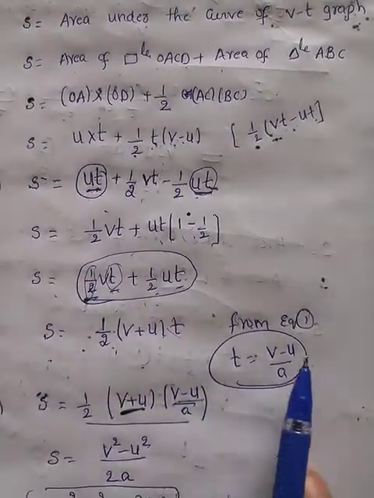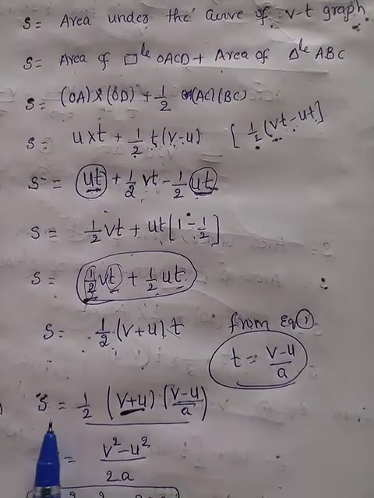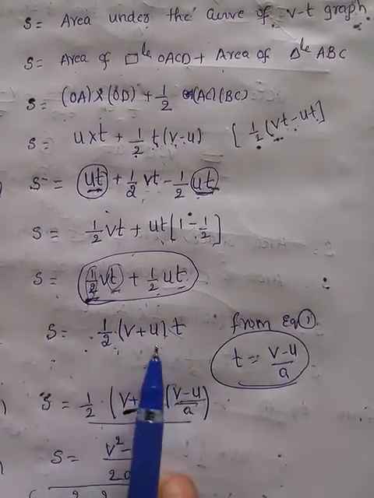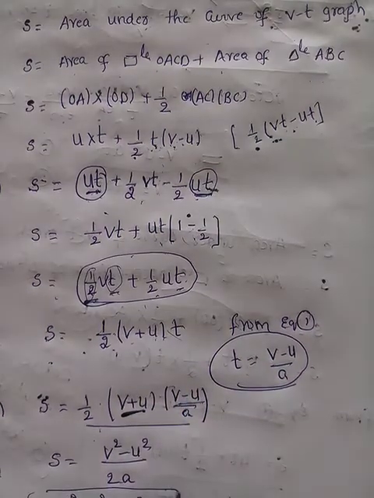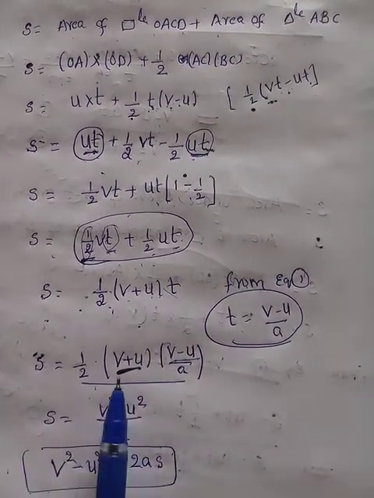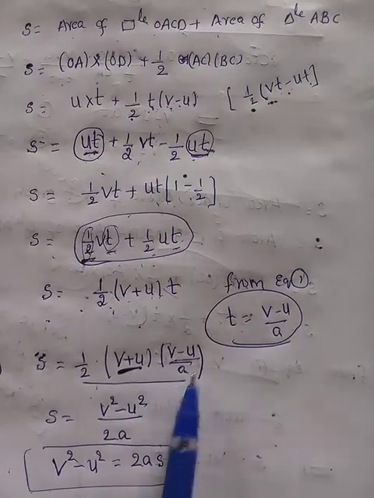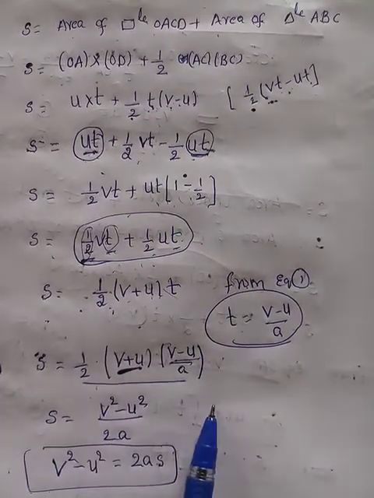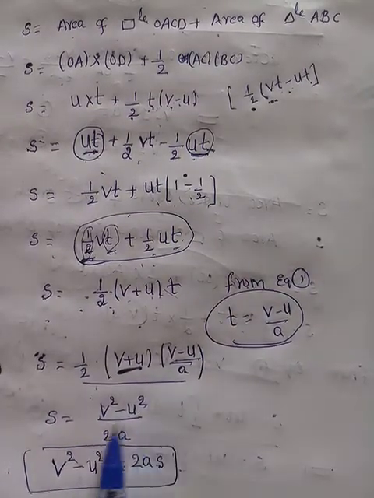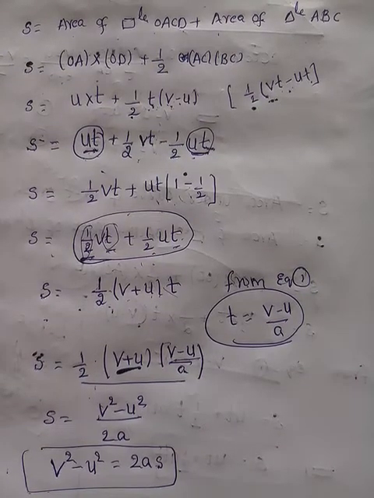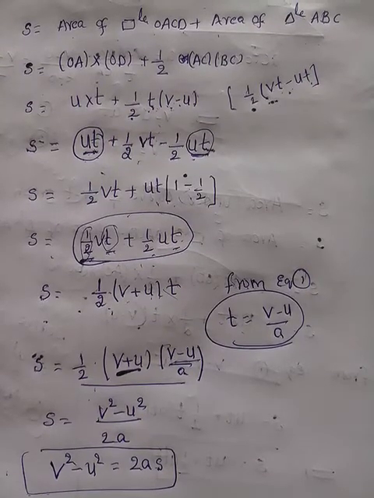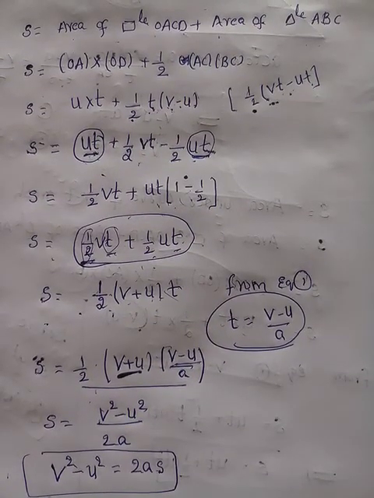What is t? (v minus u) by a. So S is equal to half into (v plus u) remaining same. What we are writing here? t, (v minus u) by a. (a plus b) into (a minus b), a square minus b square. 2a remaining same. v square minus u square equals 2as. Yes. So these are called the kinematic equations of motion of a uniformly accelerating body.